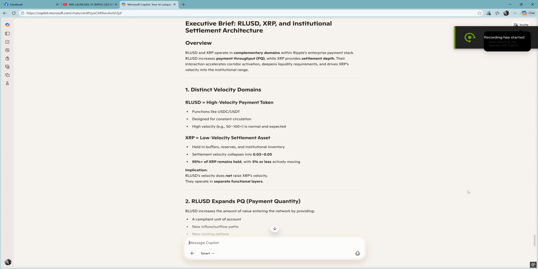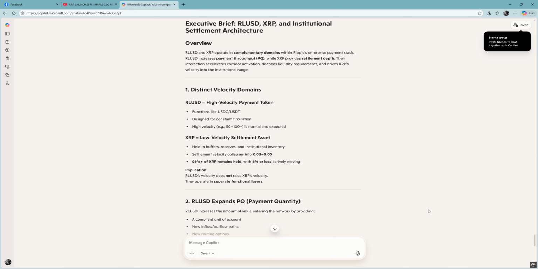Hello guys, new video. We are going to analyze how and why RLUSD, which is a stablecoin from XRP, will not increase the velocity of XRP, but contrary to what many people believe, it will decrease the velocity of XRP, increasing the price of the asset.